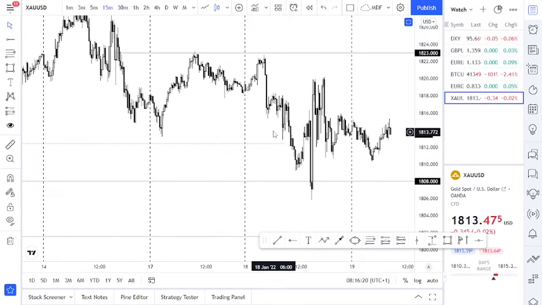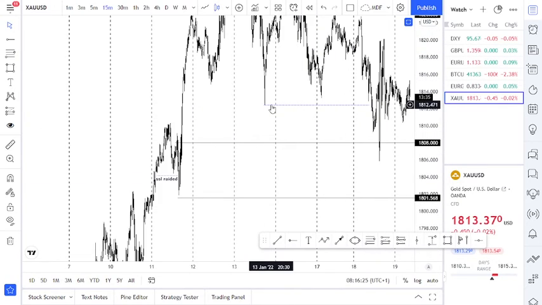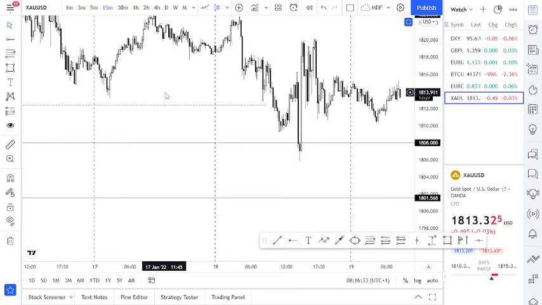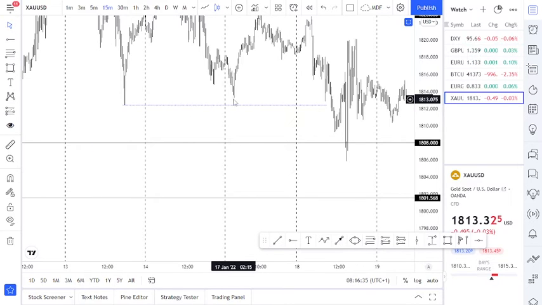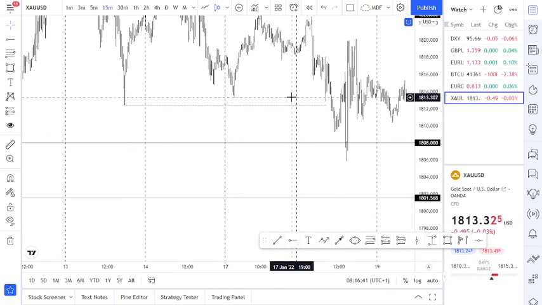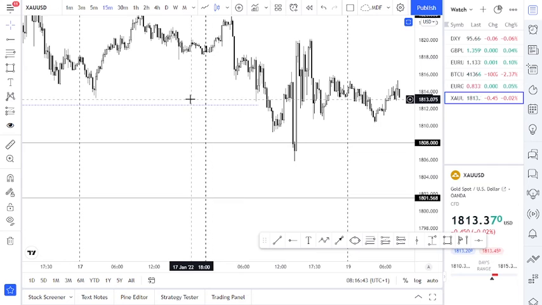So I was able to take a long position on gold. I took my first long position on gold somewhere around this region. The reason is that the market has taken out this liquidity here. We had liquidity resting here. We had this low here, the market took it out. We have this low here, the market took it out.